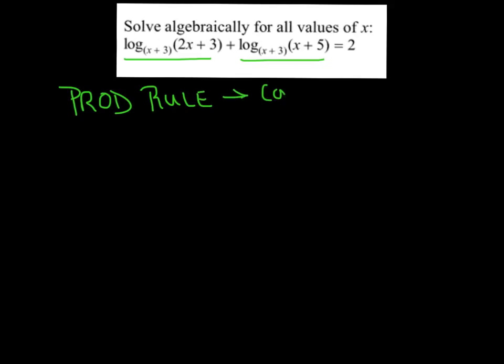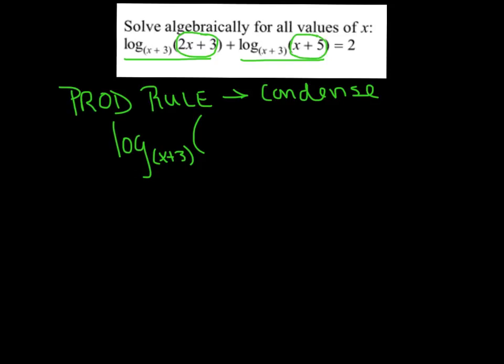As I get ready to attack this logarithmic equation, I'm going to use my product rule in order to condense these 2 terms together into one logarithmic term. So we're using the product rule, and that's to condense. Here's what's going to happen. I'm going to have one log. The base is still going to be the quantity x plus 3, but what am I taking the log of? It's going to be the product of this term and this term here.